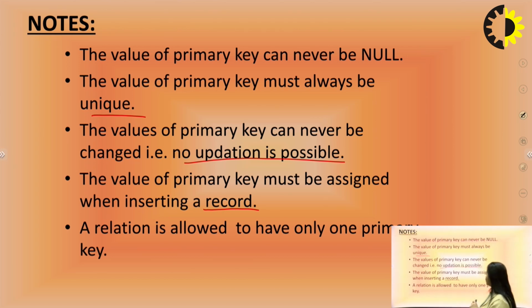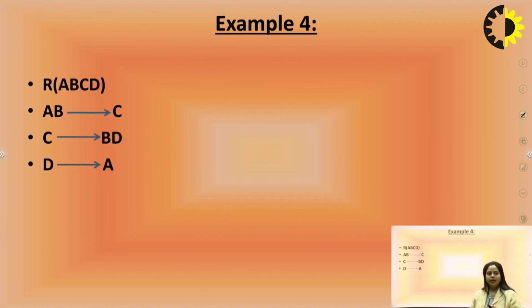Next, a relation is allowed to have only one primary key. Let's have another example. Solve this by yourself first. This is a relation R, and first of all we have to find the super key, then we have to come to the candidate key. So, search for the super key.